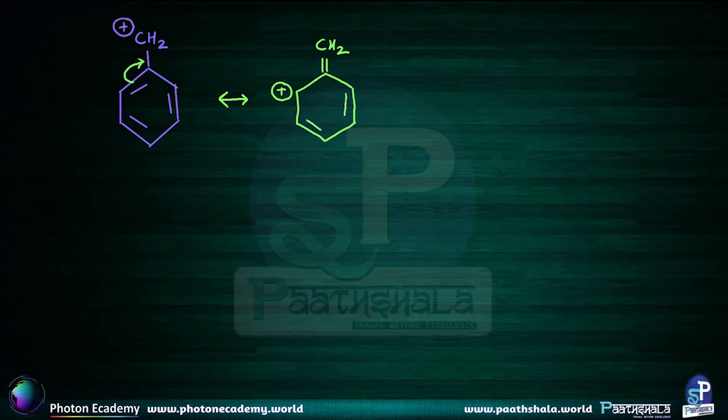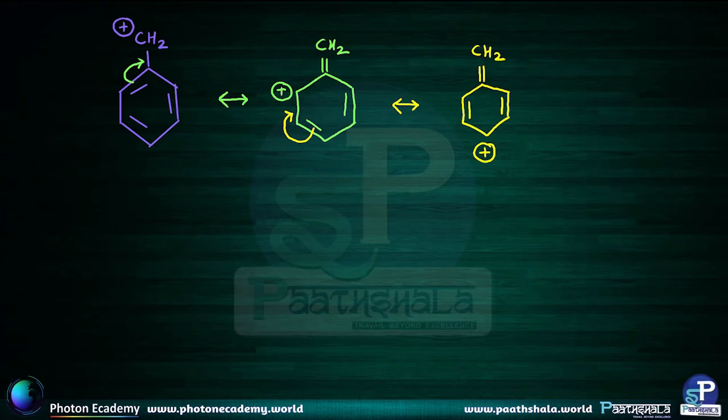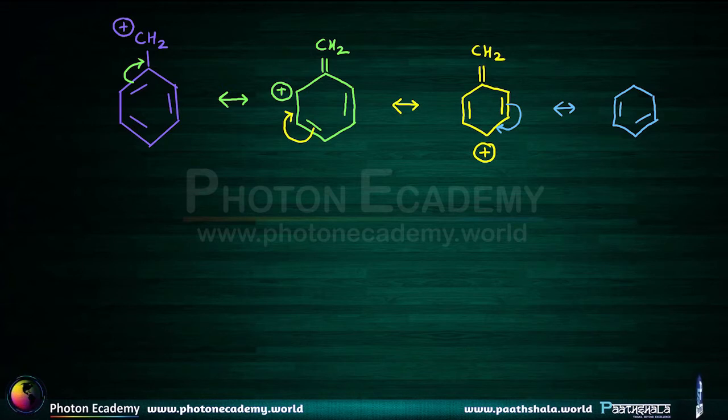Now what happens is, this positive charge will also start affecting the next group attached to it, and we again have a resonating structure where the positive charge is now on this position, and the double bond is shifted, and we have this. Now notice, if this charge keeps on going forward, we get positive charge on two positions. So we have positive charge here now.